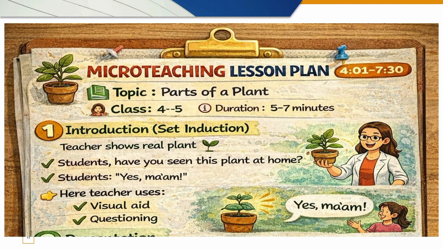Now I share with you a micro-teaching lesson plan on stimulus variation. Topic: parts of a plant. Class 4 or 5, whichever class you want to opt for. Duration: 5 to 6 minutes. Introduction, which is called your set induction. Teacher shows a real plant. Teacher: Students, have you seen this plant at home? Students: Yes ma'am. Here the teacher uses visual aid and questioning.